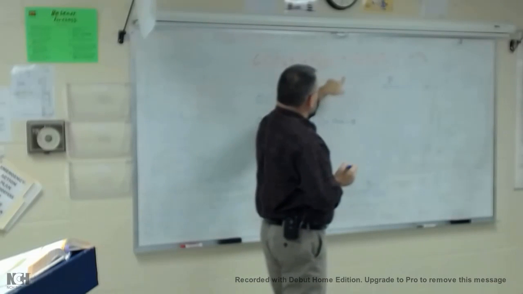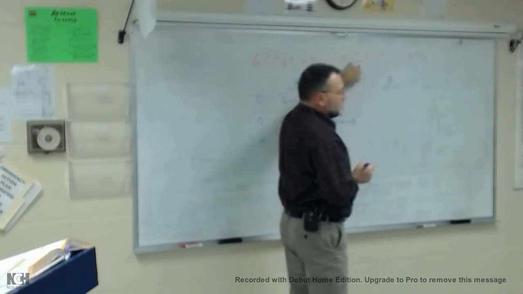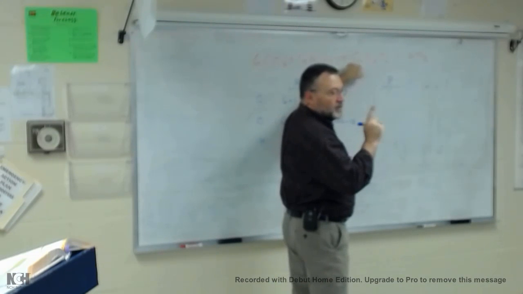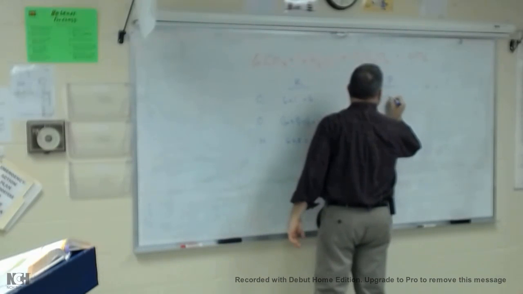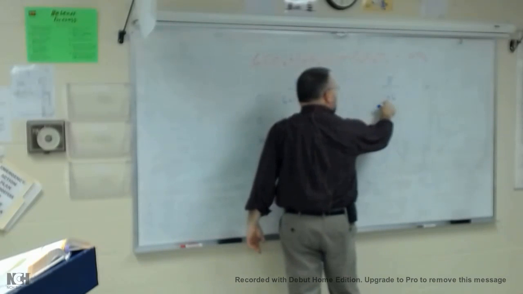How many do we have? We have 6 per molecule, and we only have 1 molecule. So we have 1 times 6. 1 molecule at 6 per molecule.